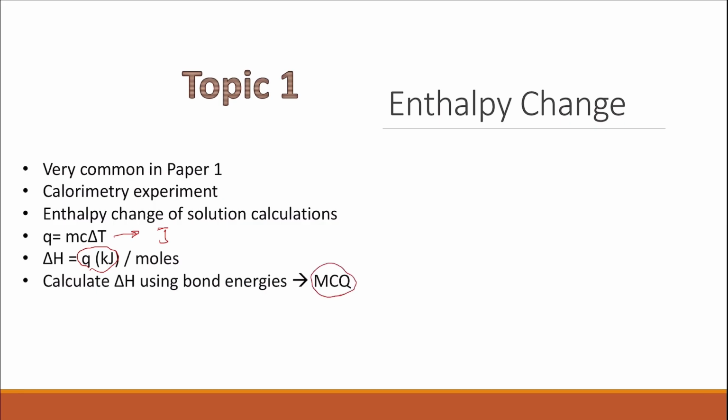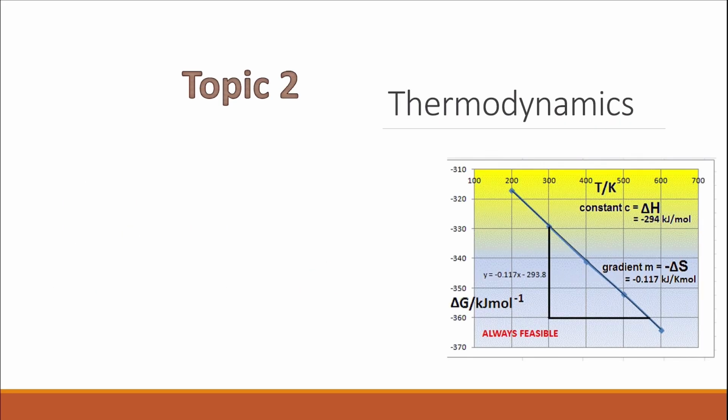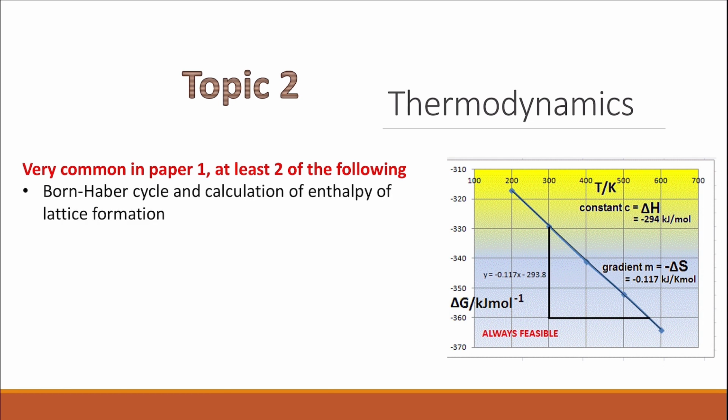Accompanied with that is the Hess cycle. The Hess cycle is quite common in paper 1, and in the Hess cycle it's either using the standard enthalpy of formation or the standard enthalpy of combustion. One of the enthalpy changes for the arrows of the cycle will be missing, and you just need to construct the Hess cycle and calculate the missing one.